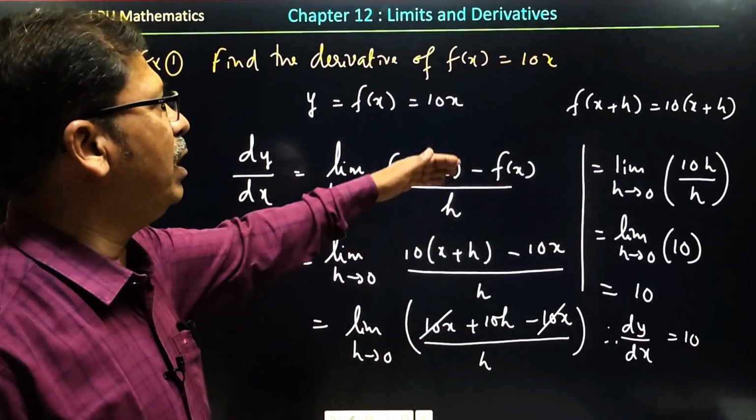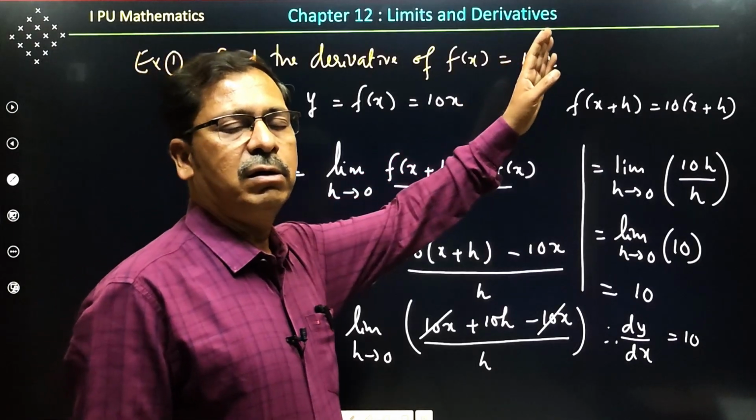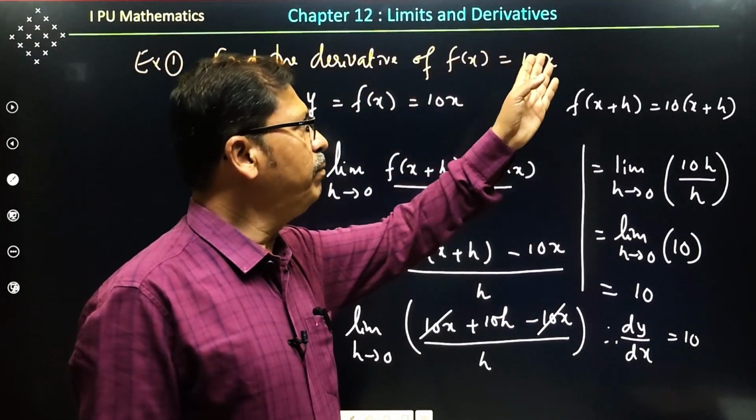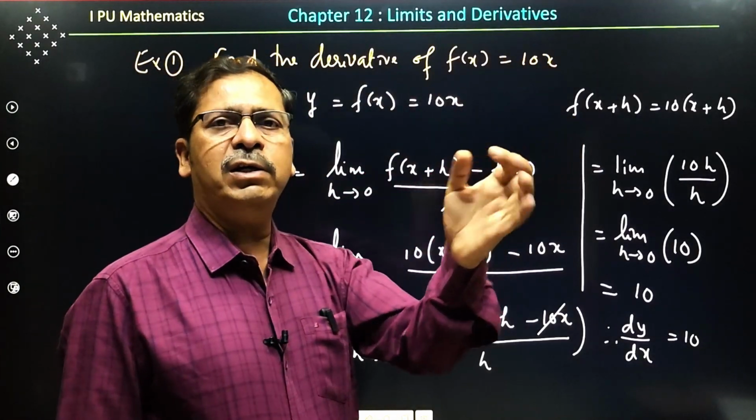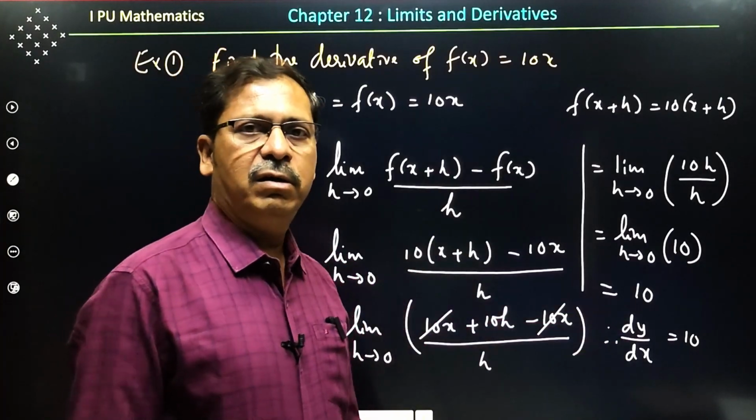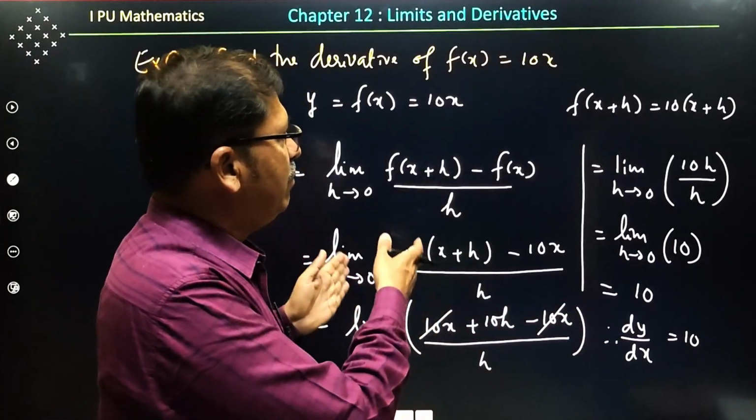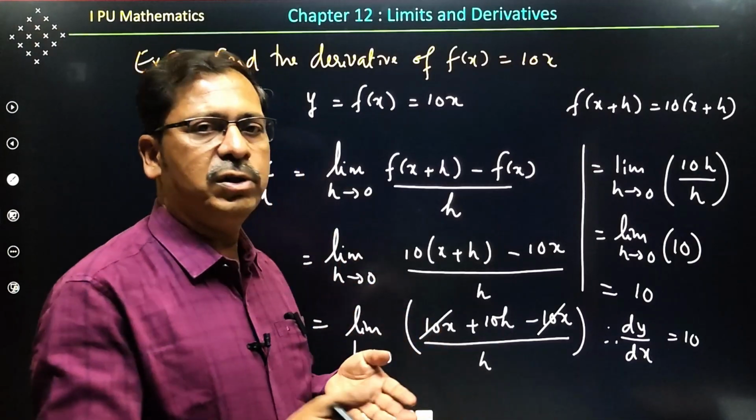Actually, there is a formula for x to the power n. If you apply that formula, within a fraction of a second we can say the answer is 10. But at the initial level, by the first principles method, you have to follow this way.